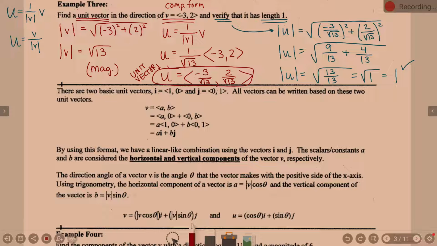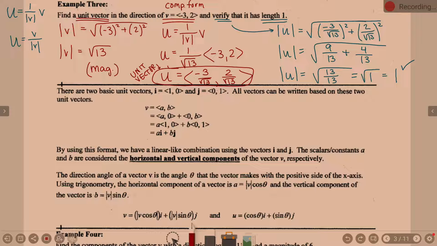We had talked about the unit vector and verifying its length, and I was getting ready to talk about another way to write component form. There are 2 basic unit vectors, i and j, where i is the vector 1, 0, and j is the vector 0, 1. And we can use these unit vectors to write all different vectors. For instance, the vector a, b can be split into 2: a, 0 plus 0, b. And think about that. That's just those 2 vectors added together.